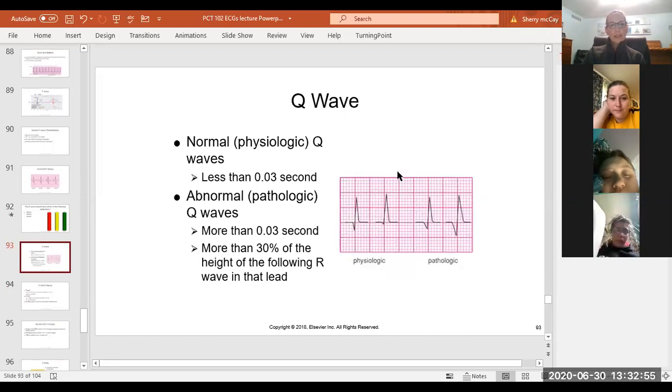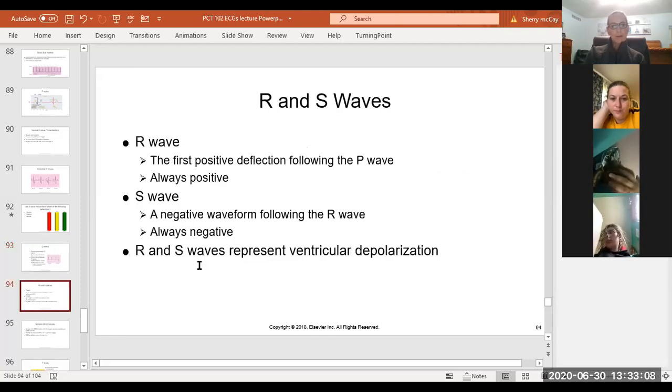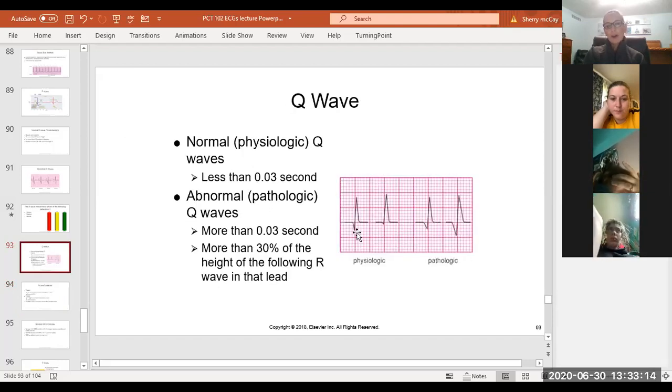Q waves. Okay, so Q waves are right here. The Q wave is a negative, right? After the P, it's going to be the first negative. That's pretty much what I want to talk about there.